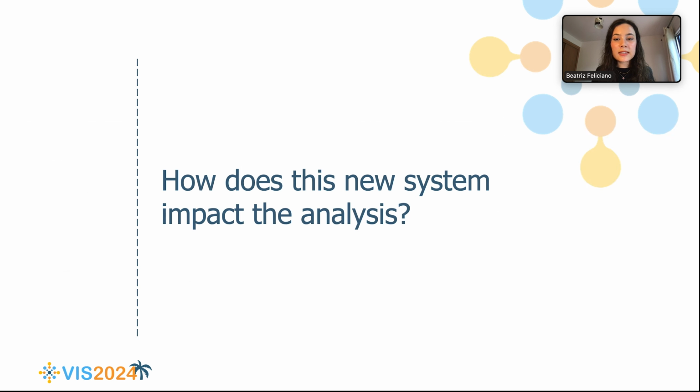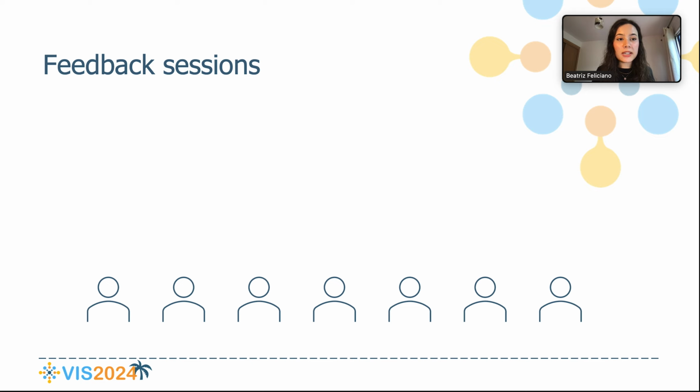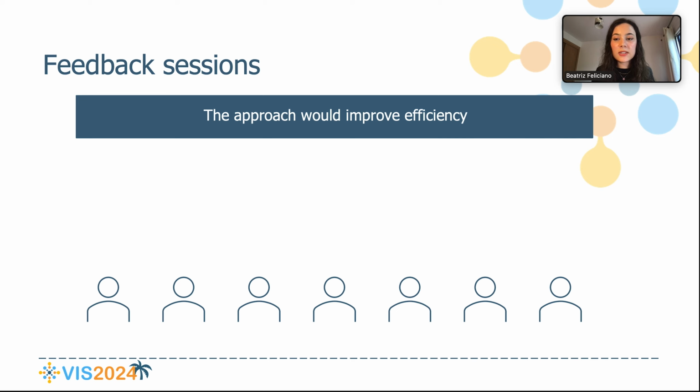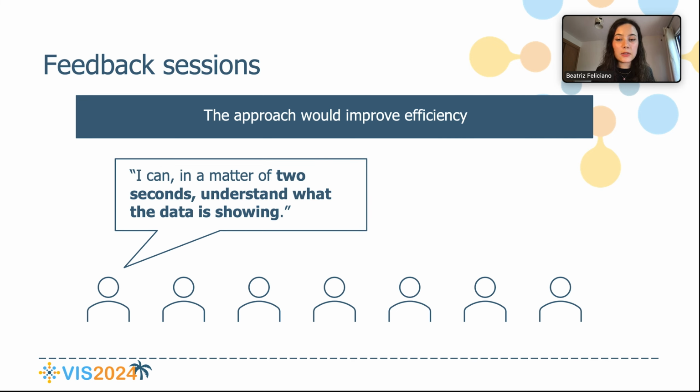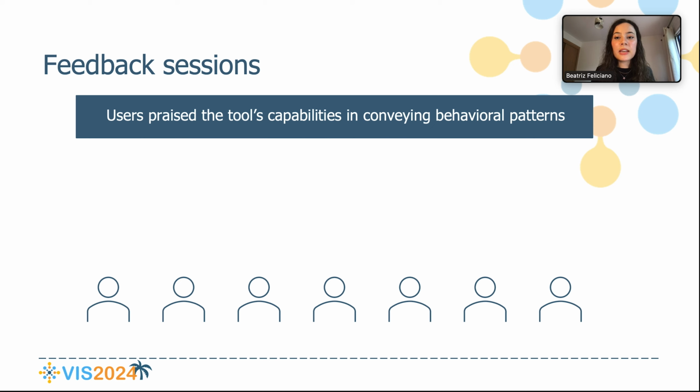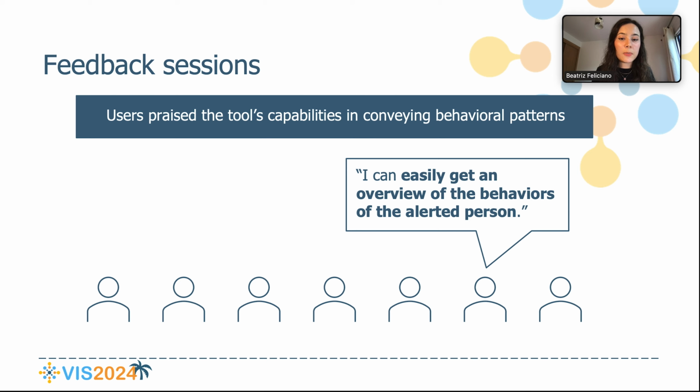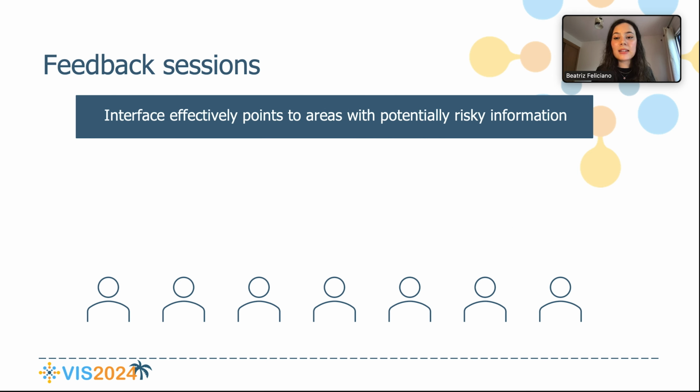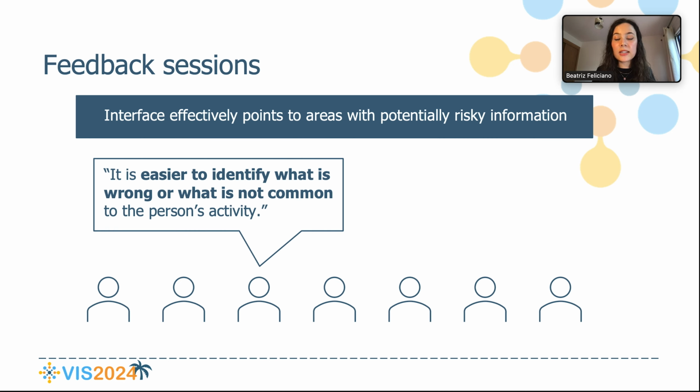Our next step was to understand how this system impacts the analysis. For this, we showed it to 7 fraud analysts, and the feedback was actually pretty good. They stated that this approach would improve their efficiency, stating that in a matter of just 2 seconds, they were able to understand what the data was showing them. They praised the tool's capabilities in conveying behavioral patterns, saying that they can easily get an overview of the behaviors of the alerted person, and they stated that the interface effectively points to areas with potentially risky information, saying that with this interface, it's easier for them to identify what is wrong or what is not common to the person's activity.